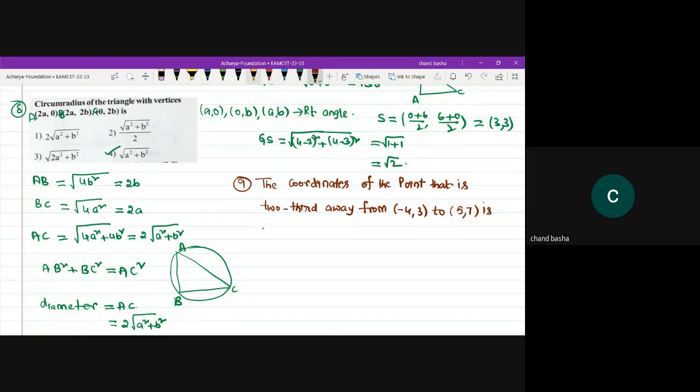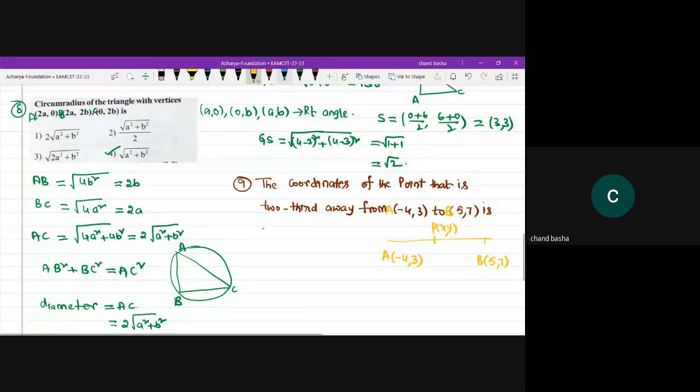That means we can make use of the section formula here. The line segment is given. This is considered as point A, it is considered as point B. A will be -4, 3. B is given 5, 7. So what is the point P(x, y) which is 2/3 away from point A to point B? 2/3 means the given ratio will be how much?